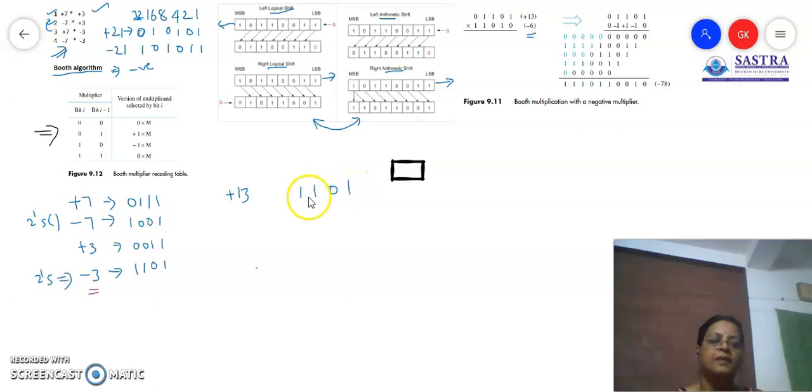Of course, the magnitude itself is 4 bits. Then we will be representing the sign bit with 1, 0 here. So it is going to be 0, 1, 1, 0, 1. And now the second operand is minus 6.